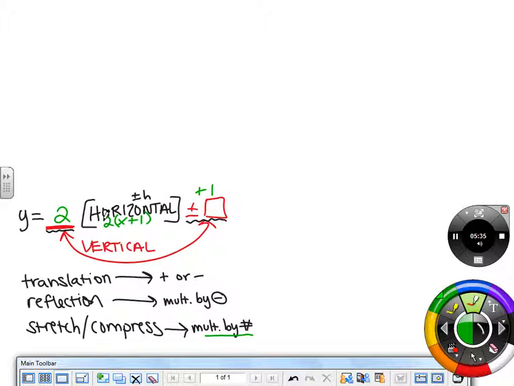And then you're going to have to work a little harder to tell apart the horizontal stretch and compression versus the vertical stretch and compression. Does that make sense to everybody? Yeah.